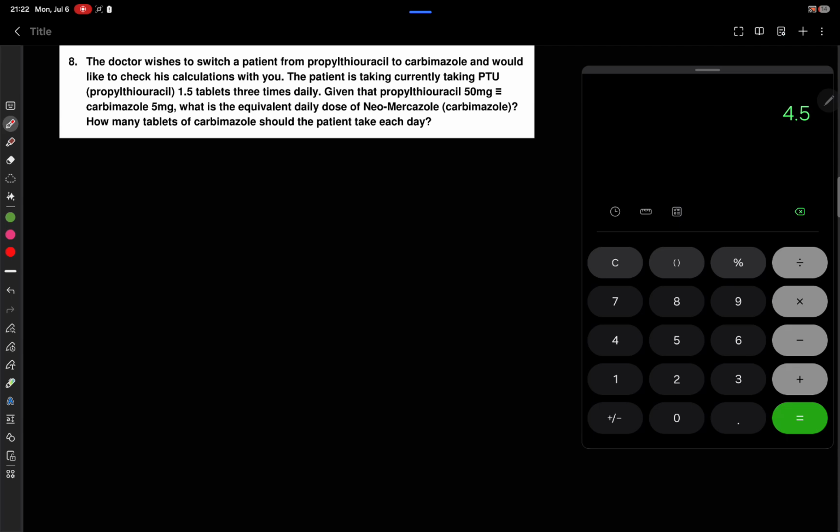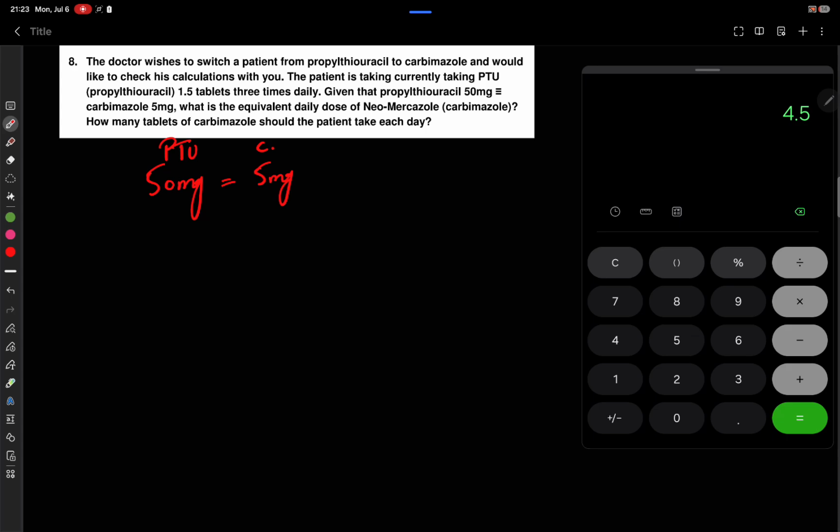Okay, so the doctor calls you with a concern, as he is shifting a patient from propylthiouracil to carbimazole and needs your intervention. PTU, propylthiouracil, 1.5 tablets three times a day is the previous dose of the patient. 50 milligram of PTU is equivalent to 5 milligram of Neo-Mercazole, that is carbimazole.